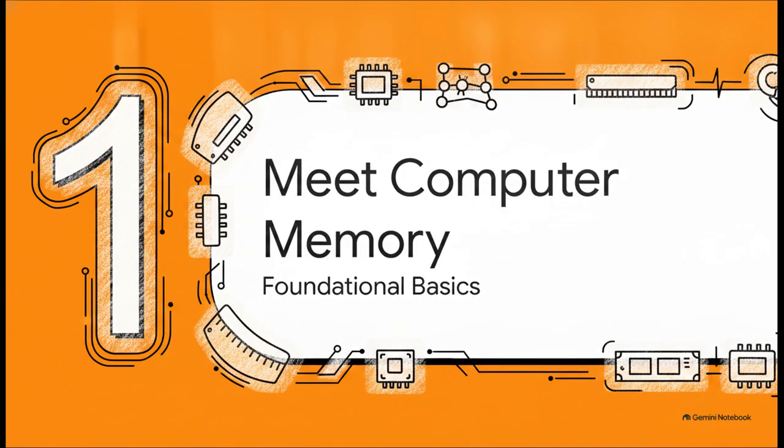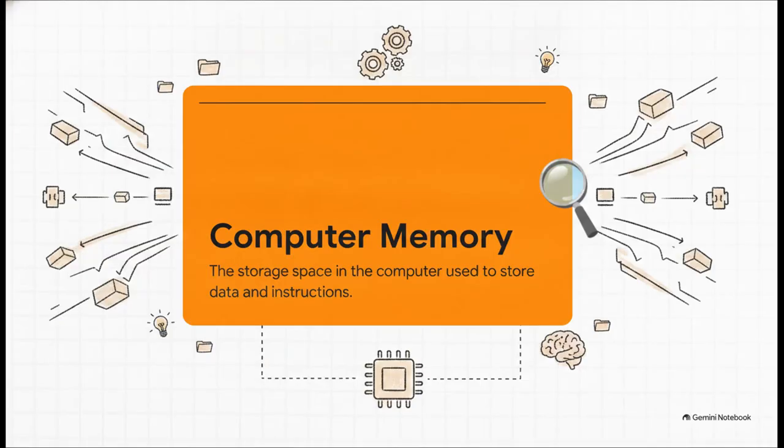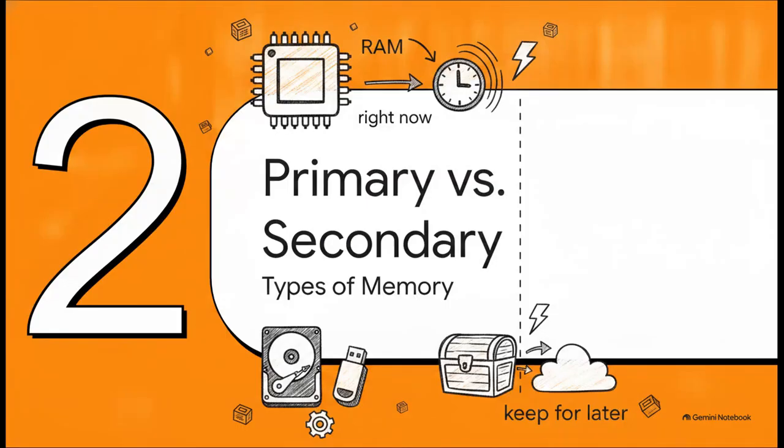Section 1. Meet your computer's memory. At its core, computer memory is simply the storage space inside your machine. But it's not just a junk drawer for random files. It's specifically designed to store the exact data and instructions that your computer absolutely needs to function. Literally, without this space, your processor wouldn't have a clue what to do, and your files would have nowhere to live.